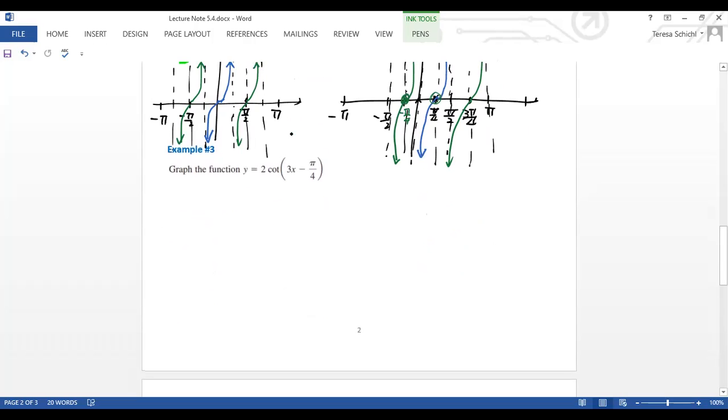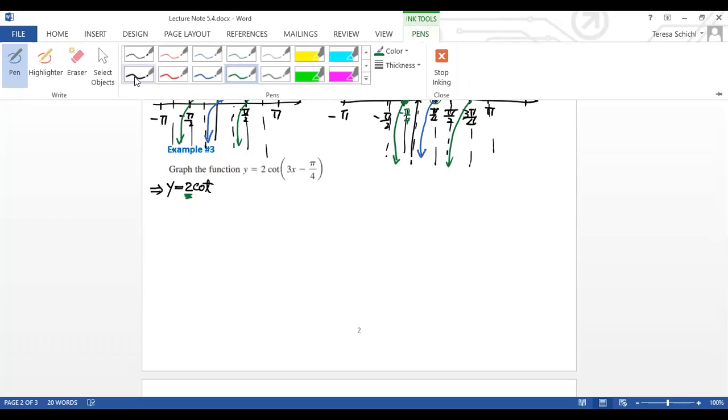Okay, so now for this one here, we need to be careful, right? This is kind of a little hard here. So in order to do that, we need to be careful. So for this one here, we say y is equal to 2 cotangent. This 2 is easy. This 2 is just the vertical stretch, right? Okay, so now I need to find the period here.